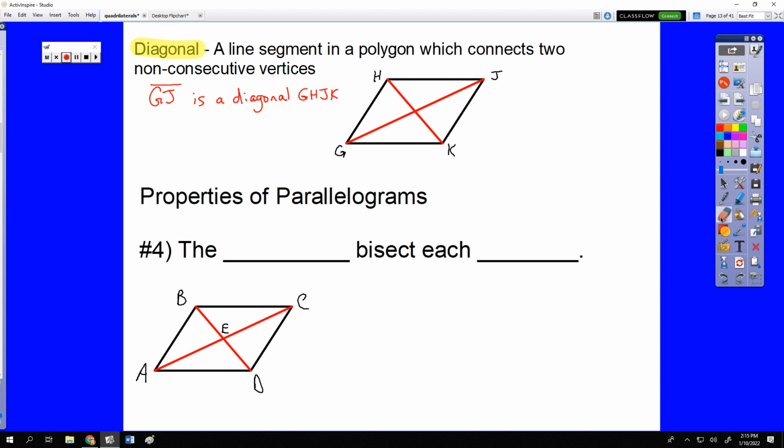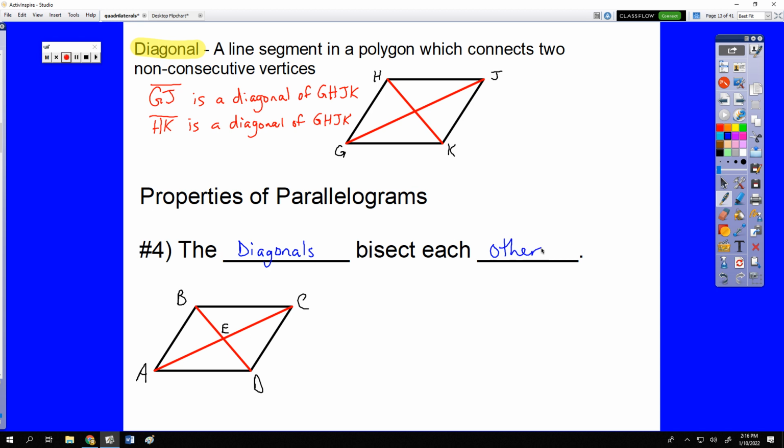Okay, so it's a quadrilateral, GHJK. It is a diagonal of that shape. The same could be said of HK. HK is also a diagonal of that shape, GHJK. The reason why we care is because property number 4 of parallelograms says that the diagonals must bisect each other. Now when we say bisect, everybody should know what that word means.